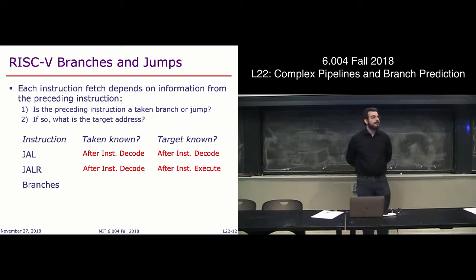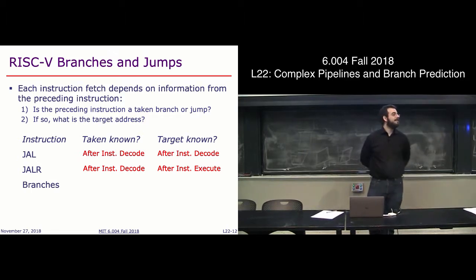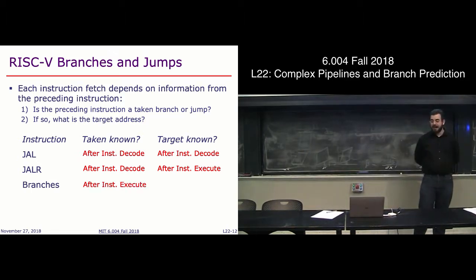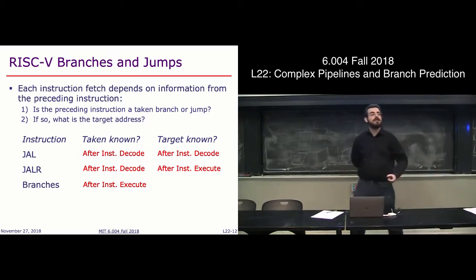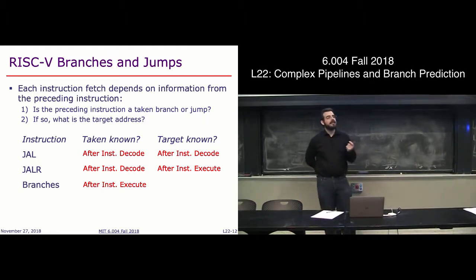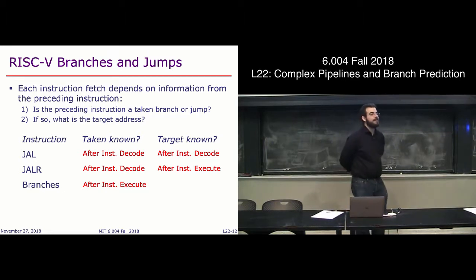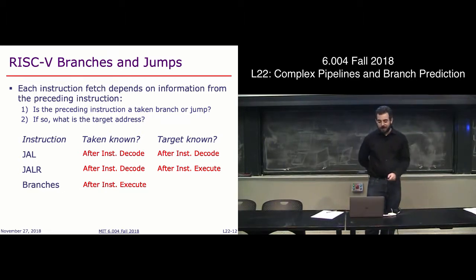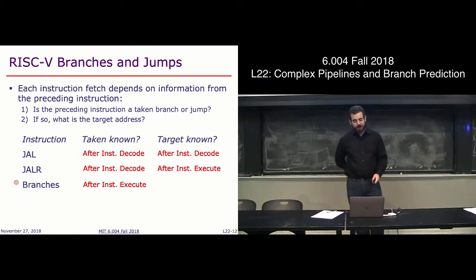How about branches? When do you know it's taken? After execute, exactly. Because we need to read the registers, compare them, and figure out whether the branch condition is met or not, and that's going to take some time. When is the target known, though? So the target for jump and link and the target for branches is exactly the same. It's exactly the same computation. So you actually know the target in decode.